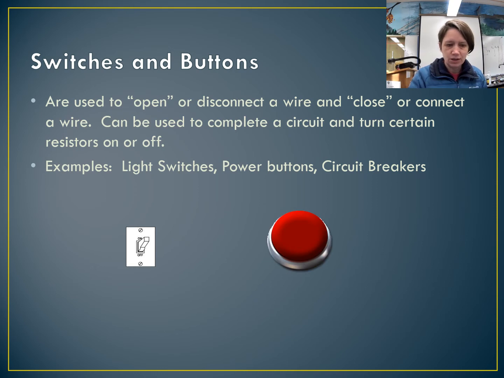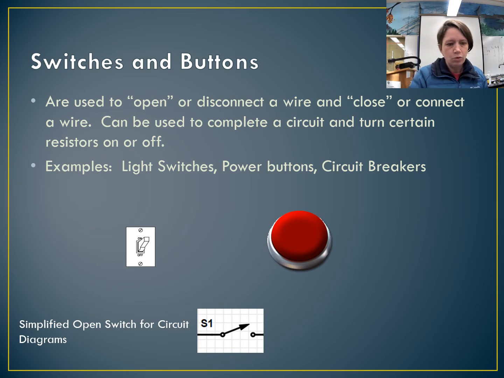So any of these things that you've seen in your house or on any of your devices act as the switch. When you are drawing a switch in a circuit diagram, you draw it just like a door pretty much. And you can see that that is an open switch because it's disconnected. You could also draw it down, and that would be the switch in the closed position.